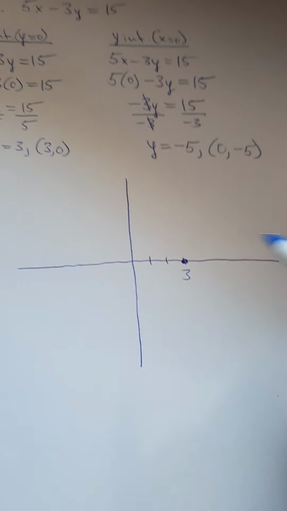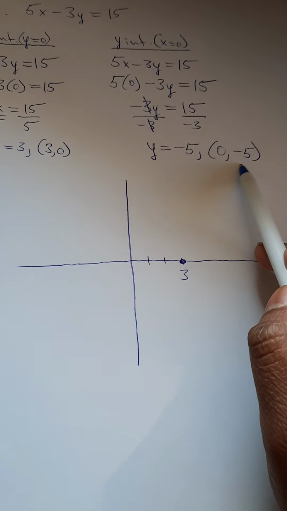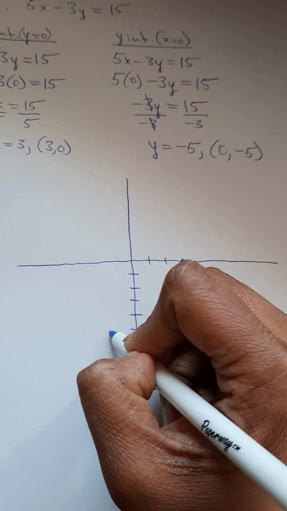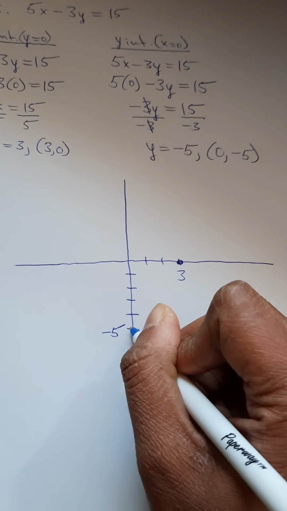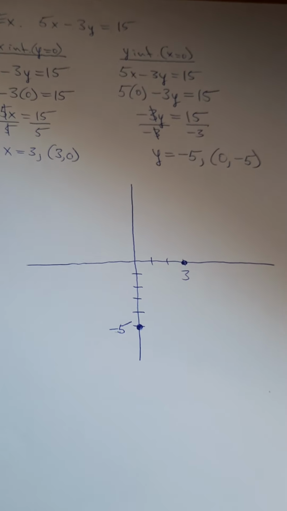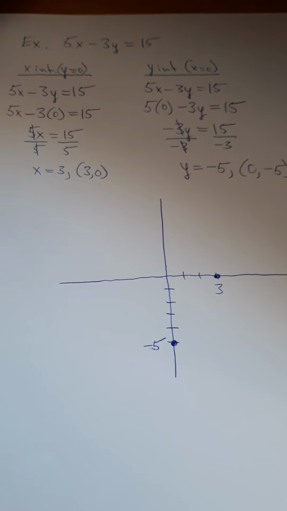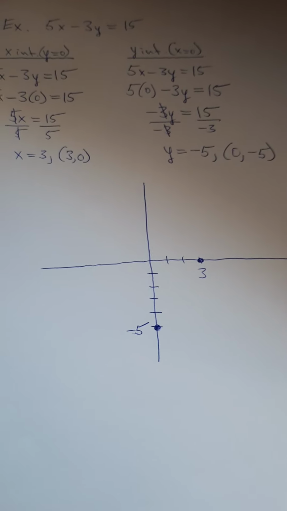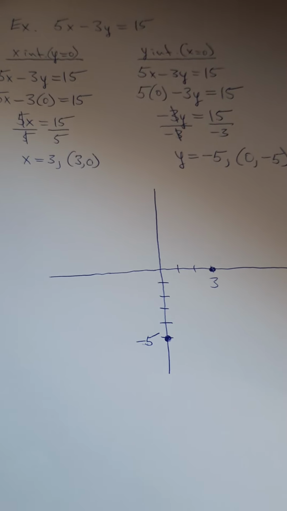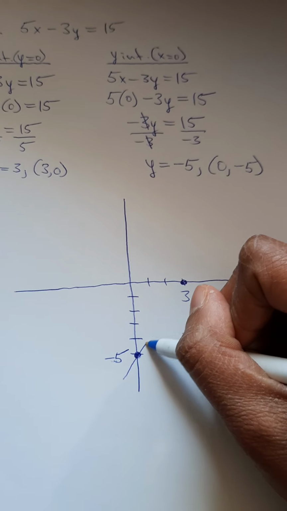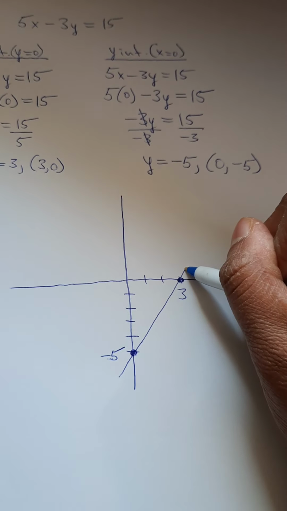I'm going to make a dot. And 0 and negative 5 is the y-intercept, so I see negative 5 is down here. Whenever you are graphing out the line, I actually only need to have 2 points on this line. I don't need to find anything else. So what we're going to do is basically join these 2 dots together.